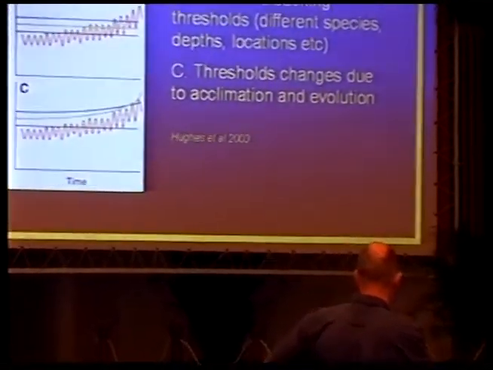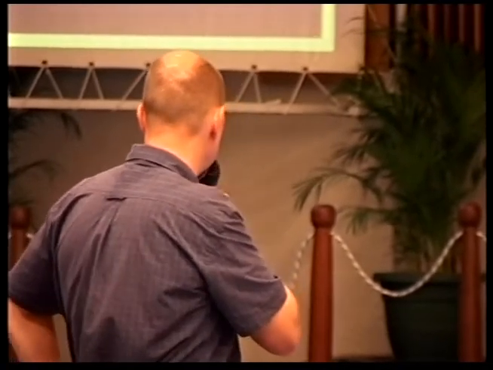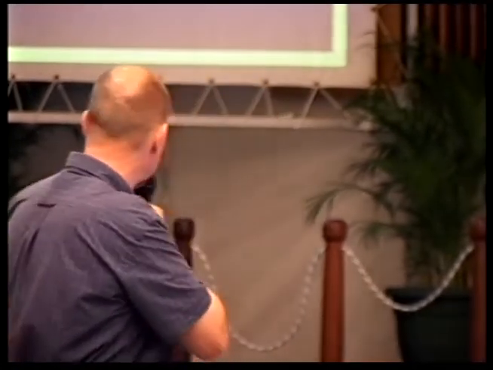Well, if we have the situation A, then there's a big problem, meaning that all the corals would die pretty much instantly all over the place. But that's of course not going to be the case, because you will have different bleaching thresholds. You'll have different species, different depths, different locations, current patterns, and so forth. And the most realistic is probably C, that the threshold will change due to acclimation and evolution.